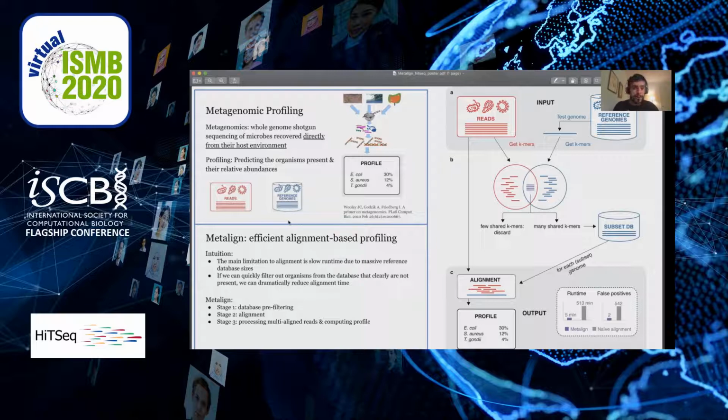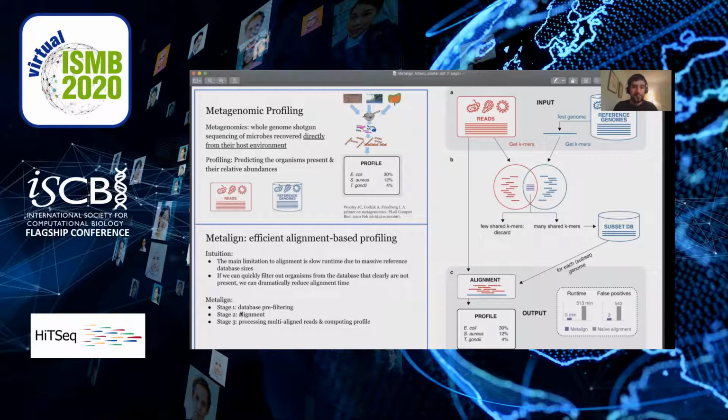So we wanted to ask the question, can we recover the accuracy of an alignment-based approach while making it computationally feasible? Our solution is called Metalign, which we call efficient alignment-based profiling for that reason. Our intuition is that the main bottleneck is these giant reference database sizes, but most of the genomes in that reference database can quickly be ruled out as not being in the sample because they share almost no genomic sequence with the reads in the sample. So can we have a quick, efficient pre-filtering stage to eliminate a lot of the organisms and then perform alignment on a small subset database? That's the Metalign approach.